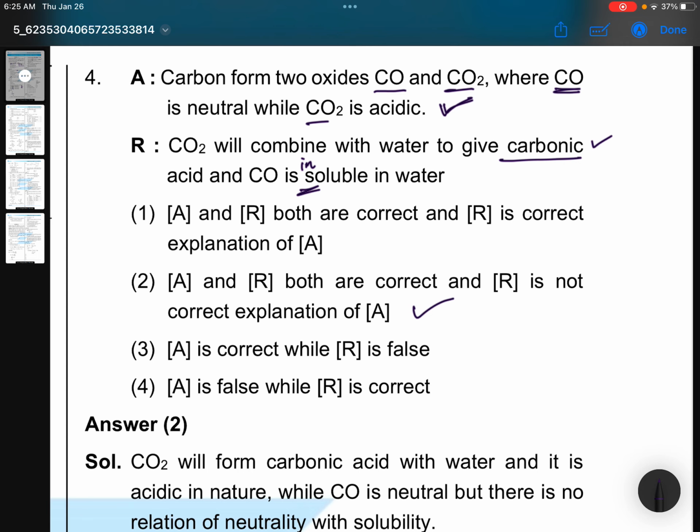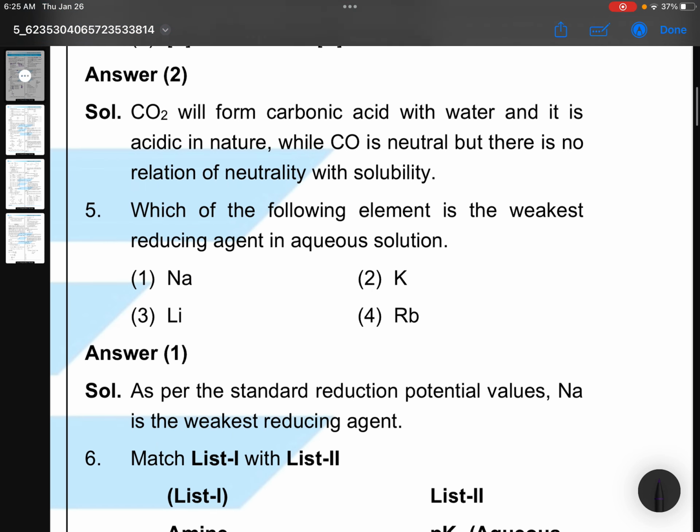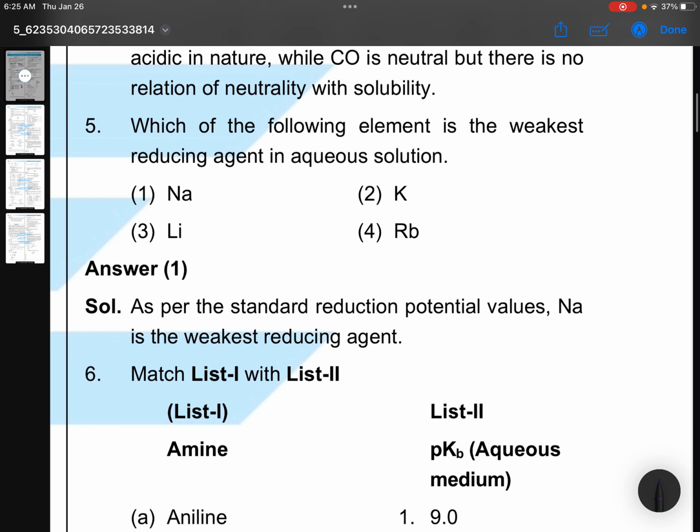Now, H2CO3 is acidic in nature. That's why carbon dioxide is acidic. CO is neutral because it is not forming any acid, but solubility is not affecting it, if the statement given is right. Okay.